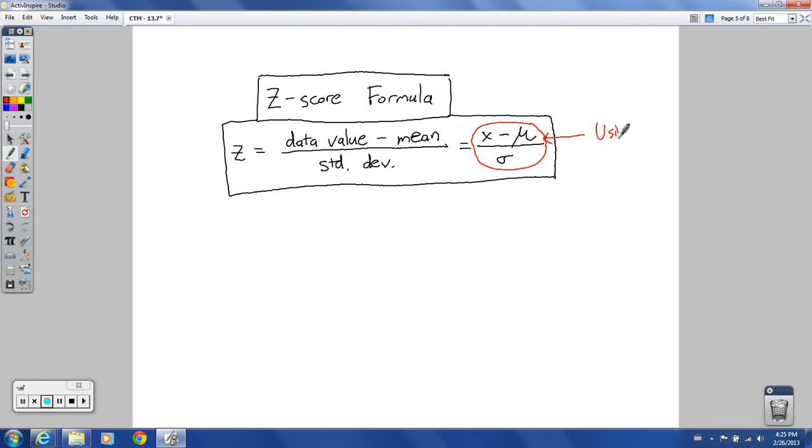So let's write this off to the side though in a different color. We're using the mean as the mu and standard deviation as sigma instead of s and x bar. So I'll put and not x bar for the mean and s, because we're talking about the entire population.